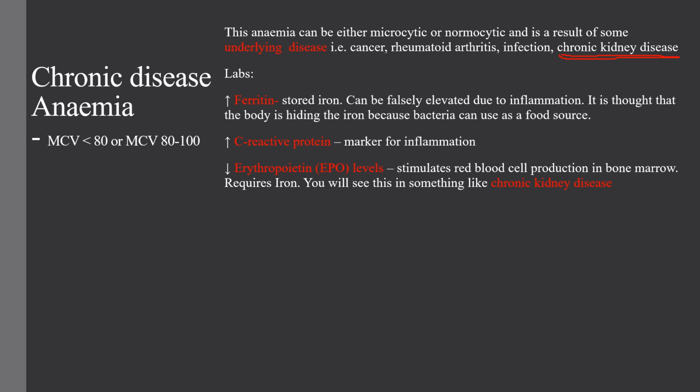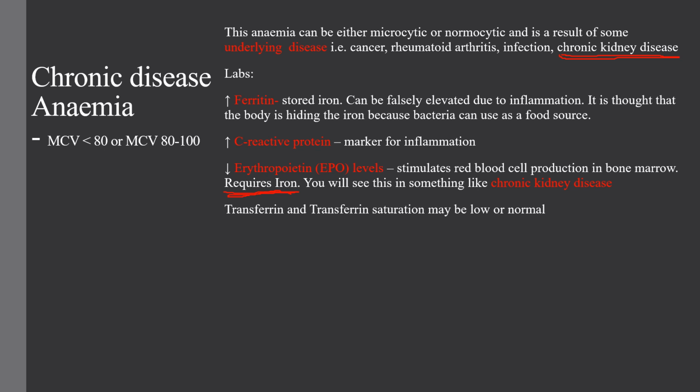And then, as I said earlier, your EPO levels would likely be decreased. I don't think you'll often see this in an exam, but usually if you see chronic kidney disease, you should think, oh, they're probably going to need a darbepoetin or erythropoietin shot, because that's going to stimulate the red blood cell production in the bone marrow. Another thing to note is that this requires iron, so you can't just give EPO by itself. You're going to need iron when you give darbepoetin.